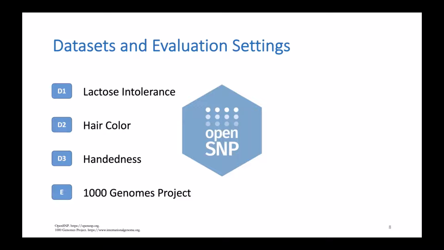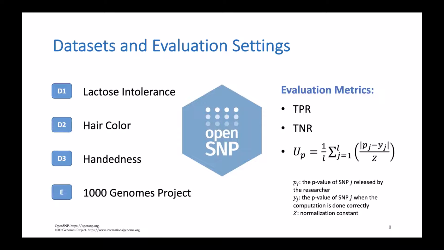From OpenSNP, we use lactose intolerance, hair color, and handedness. To quantify the success of the proposed verification scheme, for each statistic, we use true positive rate and true negative rate. To quantify the impact of the computational errors done by the researcher, we evaluate the utility loss of each statistic as a result of the provided incorrect values. We compute this as the distance between the statistics provided by the researcher and the ones that should have been returned as part of the research.